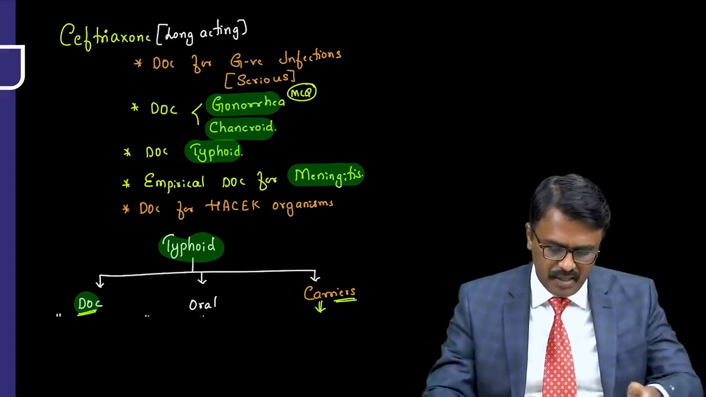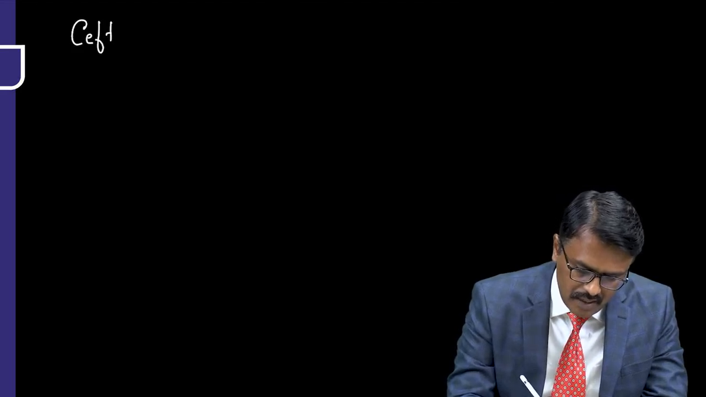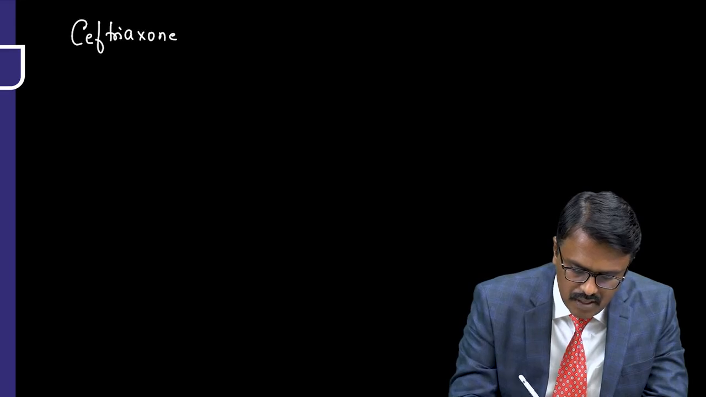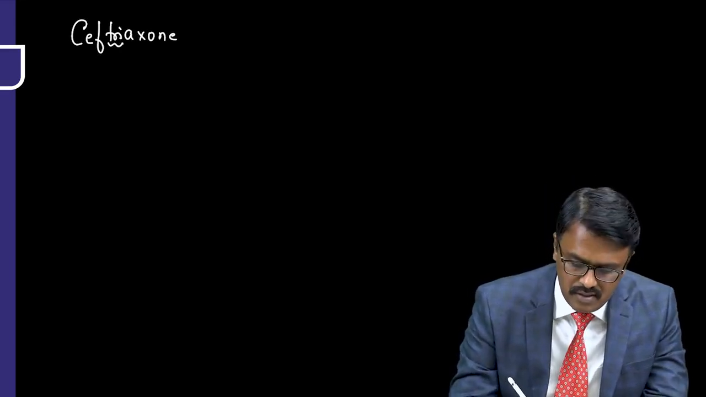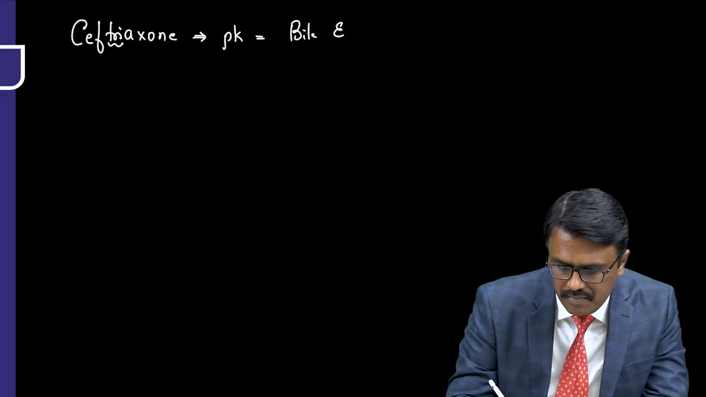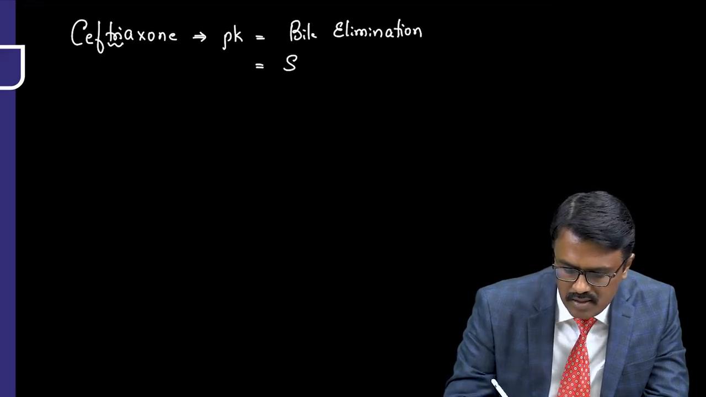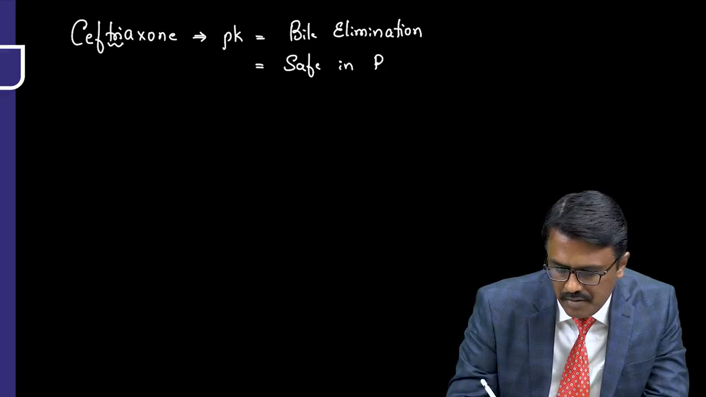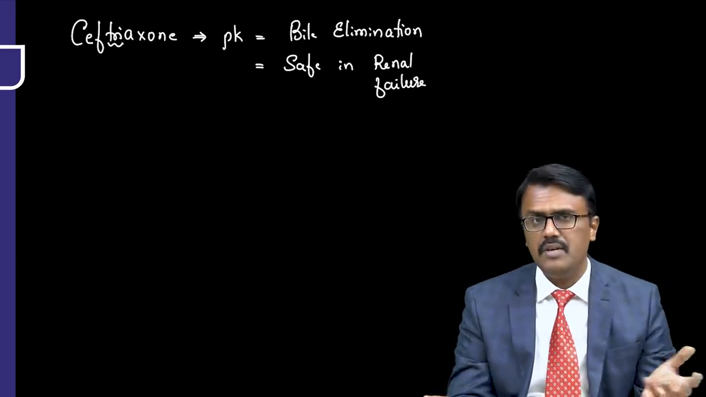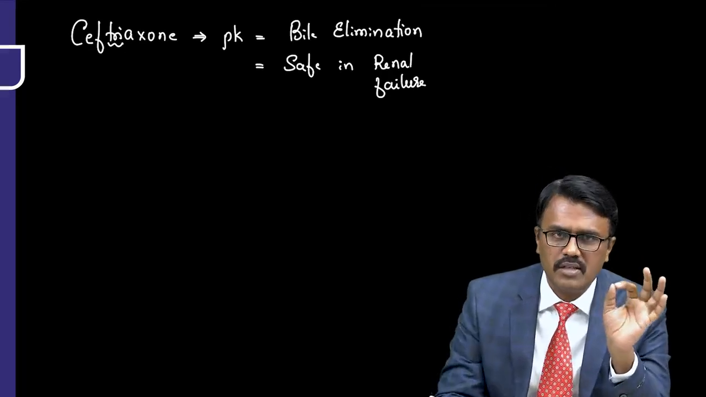Very, very important. Now, when I think of ceftriaxone, we need to understand the pharmacokinetics of this drug. The name itself is telling you triumph. So everywhere we are using it. Now, number one, pharmacokinetically, it undergoes bile elimination. So what is the advantage? The advantage is it is safe in renal failure. And the question asked in exam is, do you require dose reduction in renal failure? No. No need of dose reduction in renal failure.